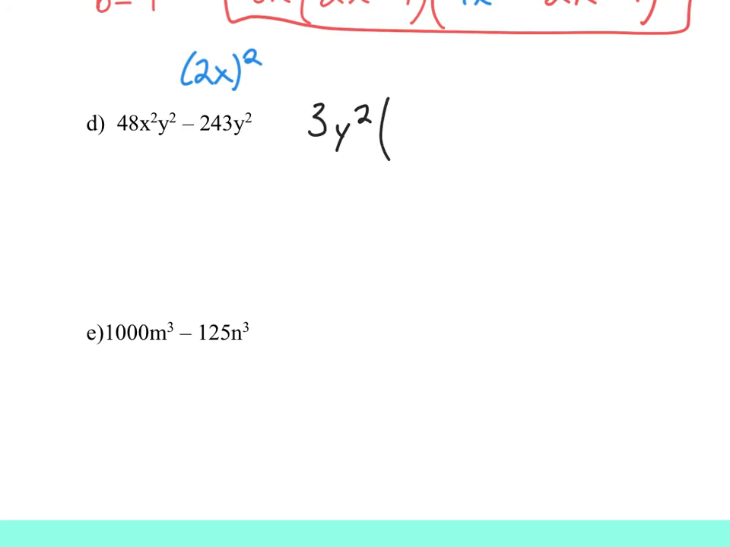Okay, when we take out a 3y squared, what is going to be left? What is 48 divided by 3? 16. Anything else left? X squared. Okay, we'll keep our minus sign. What's 243 divided by 3? 81. And the y squareds cancel. Okay.